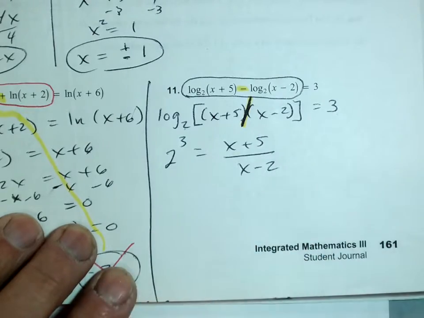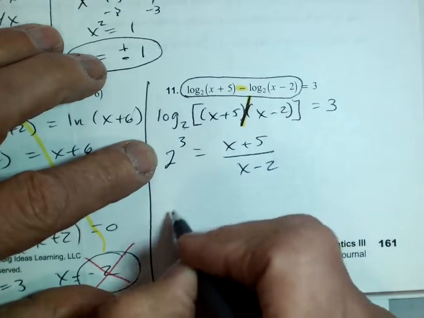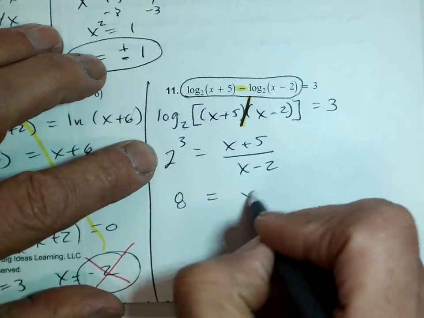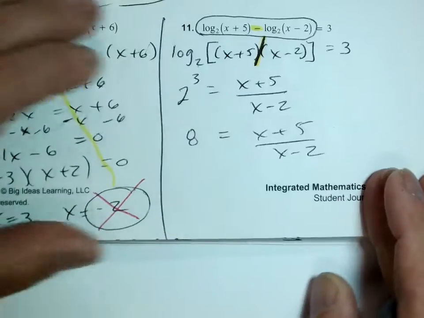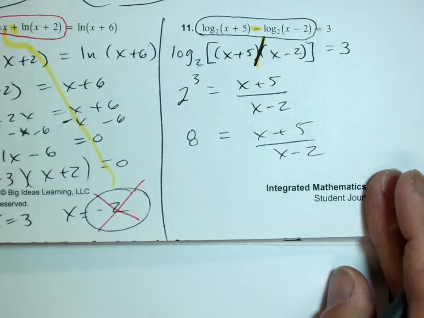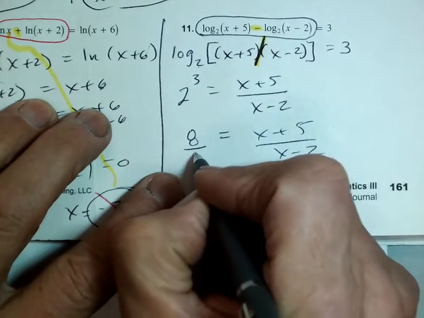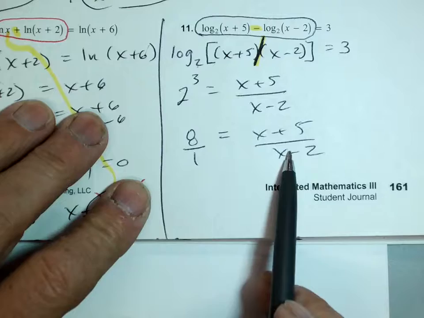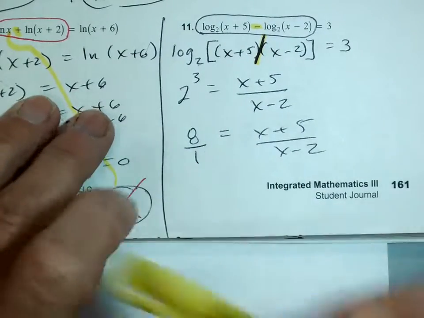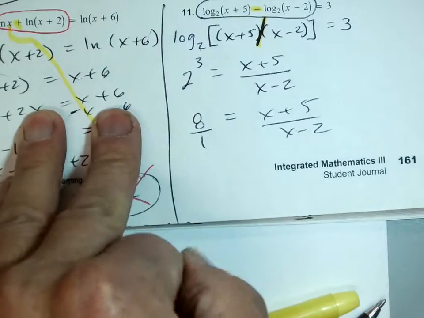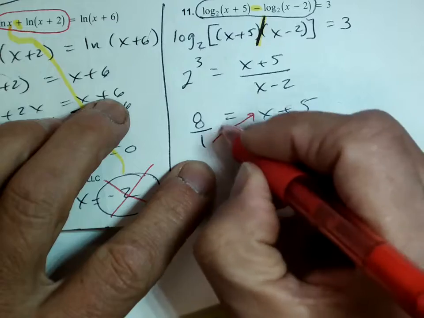Okay, now let's do some algebra. 2 to the 3rd power is 2 times 2 times 2, which is 8, so 8 equals x plus 5 over x minus 2. If I have to solve for x, I'm going to go back to a trick I learned in geometry: if I have a fraction equal to a fraction, because I made it 8 over 1, I can cross multiply. So I'm going to multiply 1 up over here, and the x minus 2 I'm going to multiply up here.